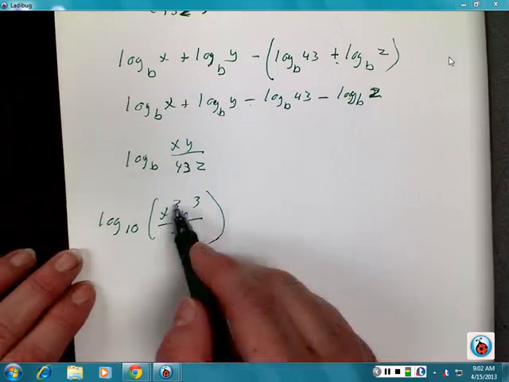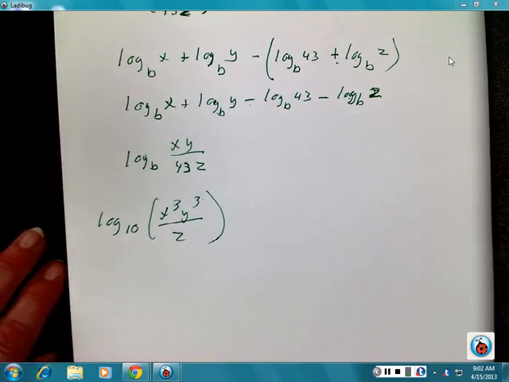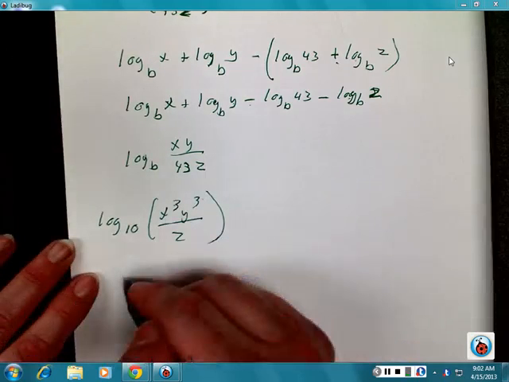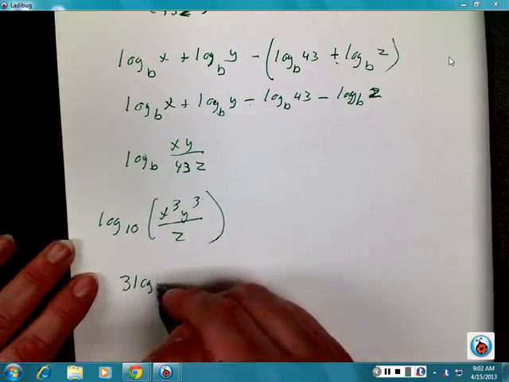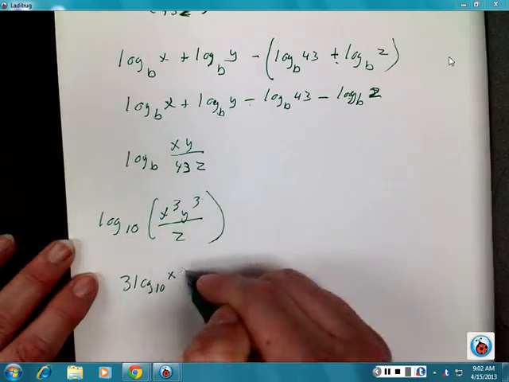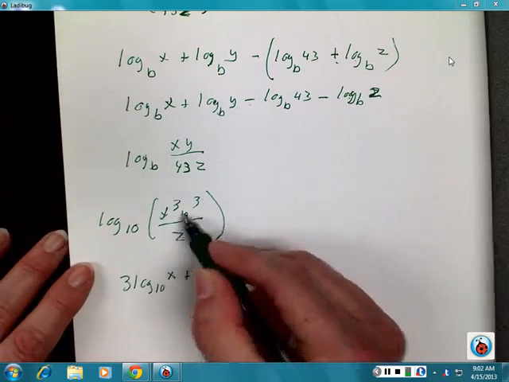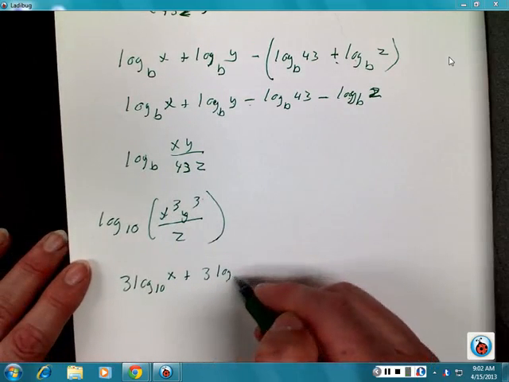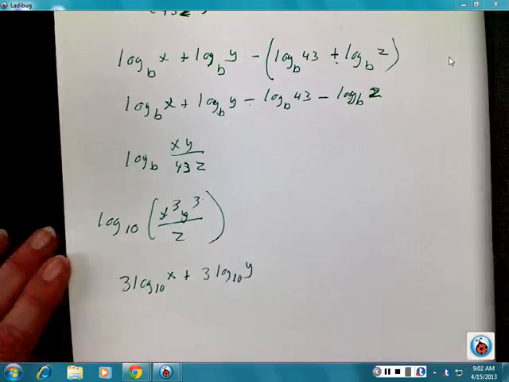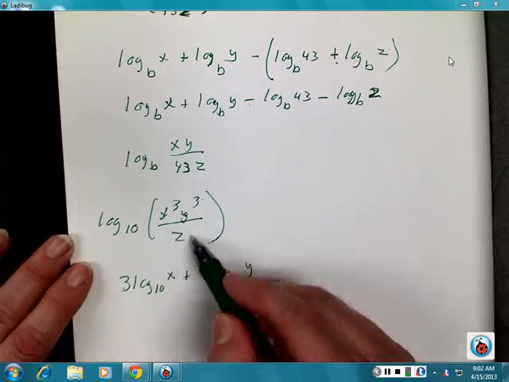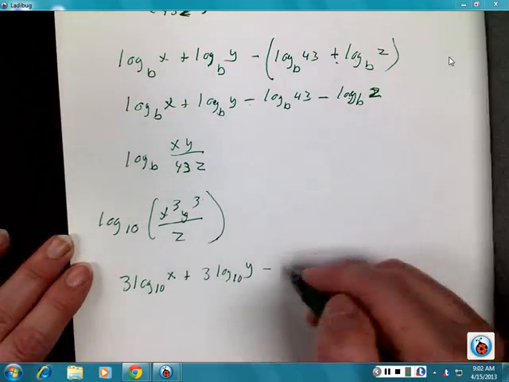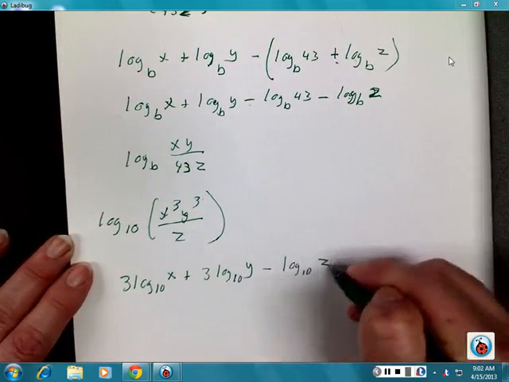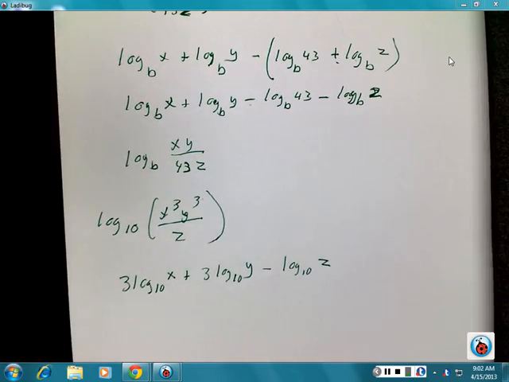So because exponents, where do they have to go? In front. So I have 3 log 10 x plus, because it's being multiplied, 3 log 10 y. Because z is in the denominator, it means it's subtracted. And so that becomes my answer. All right? These aren't too awfully bad. It's just getting your stuff to break apart with them.